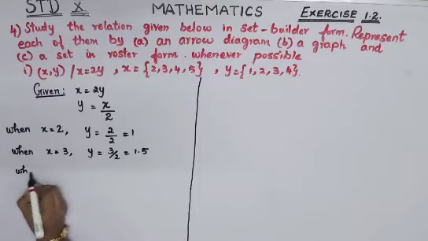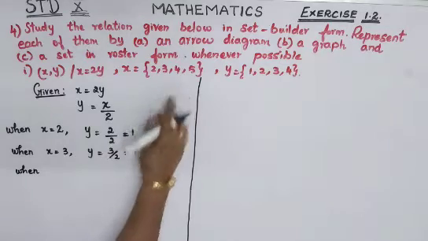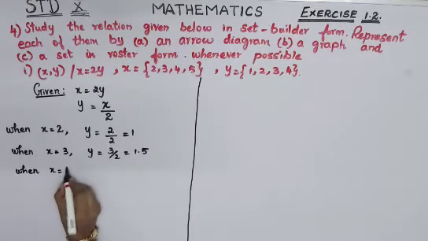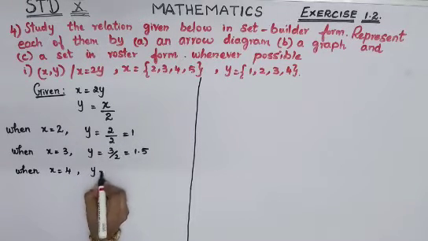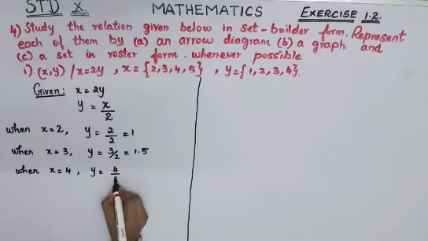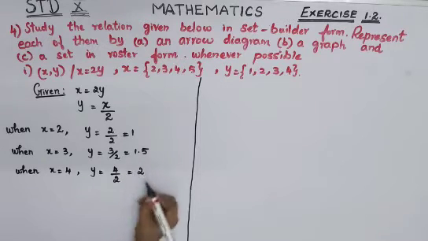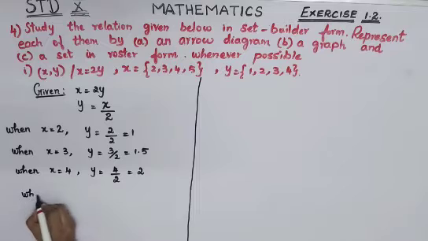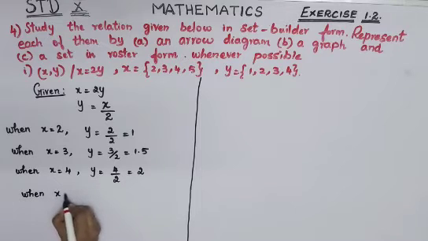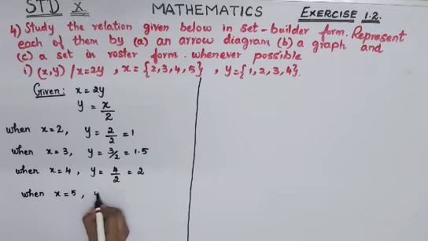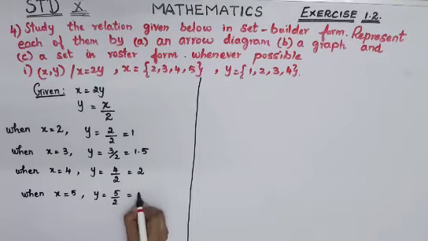When x is equal to 4, y is equal to 4 by 2, which is equal to 2. Then the last value, when x is equal to 5, y is equal to 5 by 2, which is 2.5. So now they have asked us to draw the arrow diagram. Your first condition is an arrow diagram.